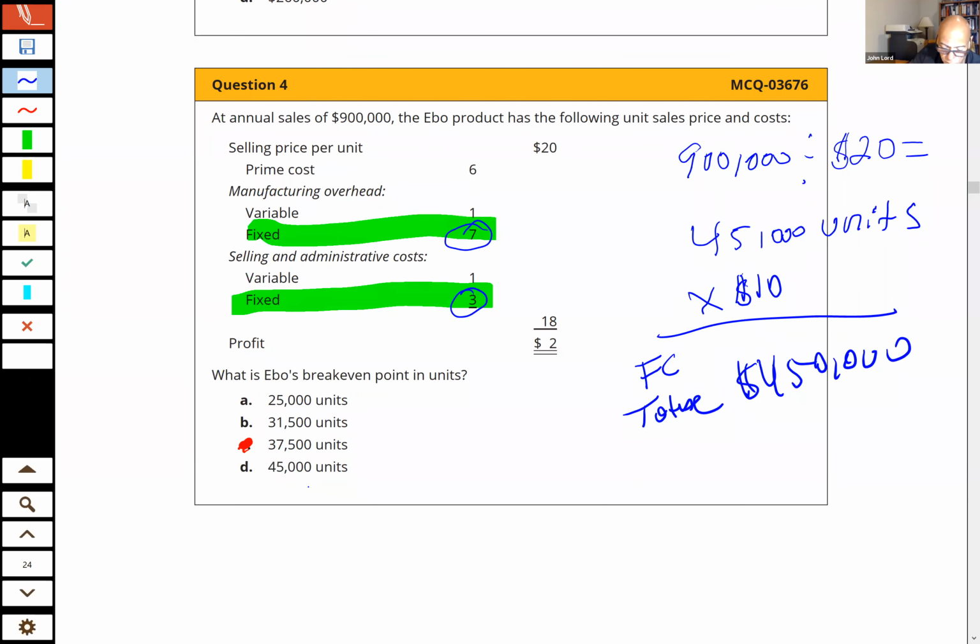Now that I have that, all I have to do is figure out what is the contribution margin per unit, and the contribution margin per unit is the $20 minus what? Prime costs are direct materials, direct labor. Unfortunately, you have to remember that definition. And then our variable manufacturing overhead is $1, and our variable selling and administrative is $1. So our sales price minus our variable cost leaves us a contribution margin of $12 per unit. That's my contribution margin per unit.